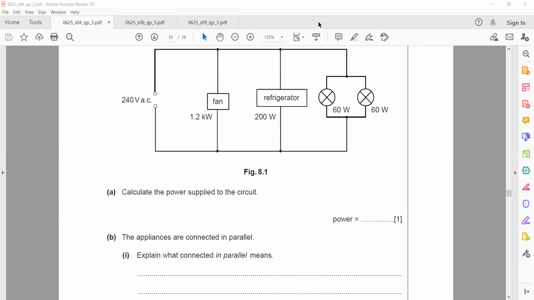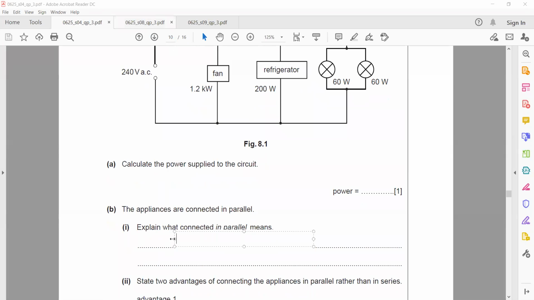So how do you explain it? Multiple ways for the charges to flow, or a separate connection for each component. Not next to each other, because next to each other is series. Connected in parallel means a separate connection for each component, and multiple ways for charges to flow.